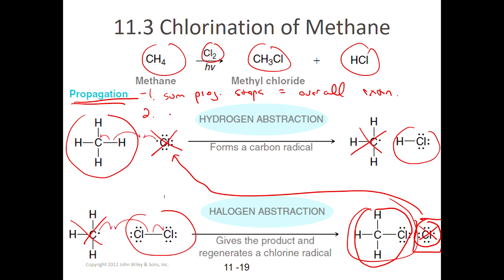Criteria two is that they are self-sustaining. As we said, the two propagation steps work in tandem, where the second one produces what I need to be available in the first one to keep them both going. So I don't need any other steps to produce product here. All I need is these two steps, because they continue to produce more chlorine radicals, and that can pretty much use up all the methane and convert it all into product.